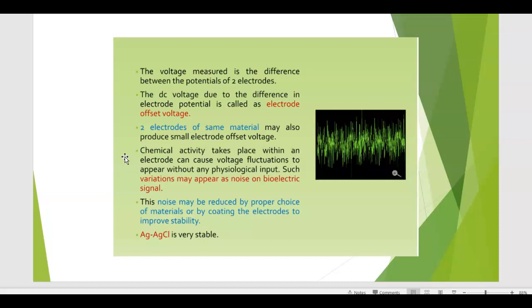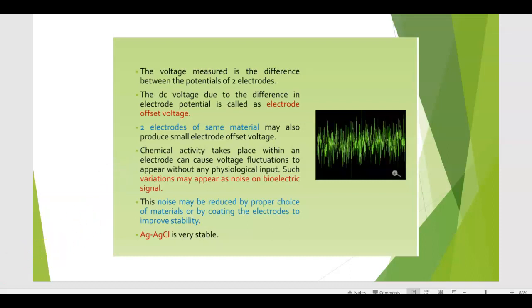The DC voltage due to the difference in the electrode potentials is called the electrode offset voltage. Two electrodes of the same material may also produce a small electrode offset voltage. Chemical activity within an electrode can cause voltage fluctuation to appear without any physiological input. Such variation may appear as noise in the bioelectric signal. The noise may be reduced by proper choice of materials or by coating the electrodes to improve stability.